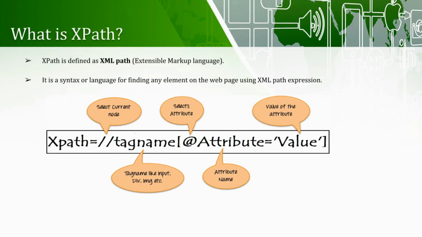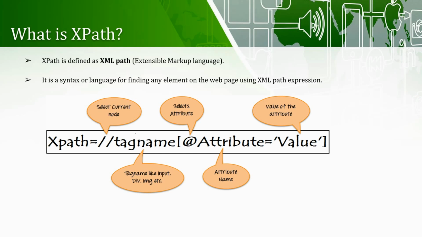XPath is a syntax or a language for finding any element on the web page using an XML path expression. Basically, XPath is defined using an XML path expression. We use this XML path expression to find the web element on the web page. The syntax for XPath is //tagname[@attribute='value'].